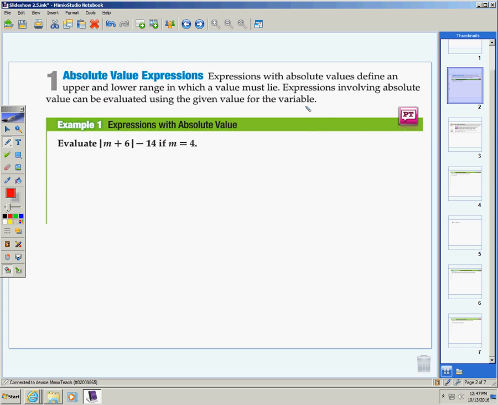So we're going to evaluate expressions when we have an absolute value inside of them. So I've got the absolute value of m plus 6 minus 14, and I want to evaluate that if m equals 4. So I'm going to go ahead and plug in 4 for m. And notice, I'm just going to simply follow order of operations.